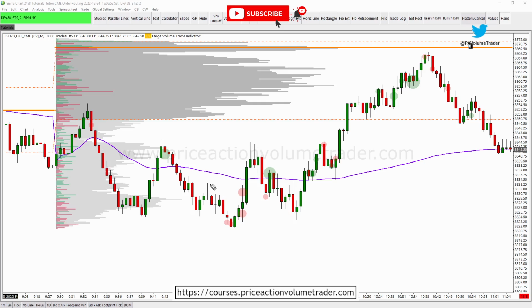So what this shows me is there was a large number of traders here that were caught off guard on the wrong side and are now underwater once we break below, and they're probably going to have to bail out. They get stopped out, and that's all going to contribute to the force of the reversal here.